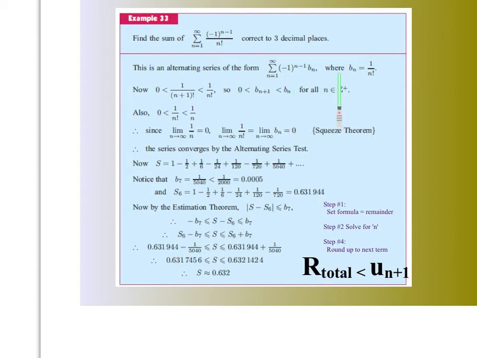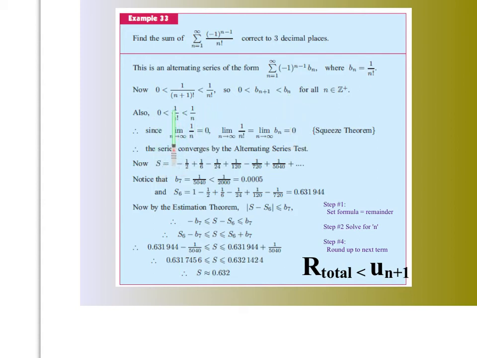Over n factorial. So b of n, or our u of n, which we've talked about before, is 1 over n factorial. Now we do have to prove, technically, that this limit goes to 0. However, it's pretty clear that infinity factorial is going to be a very large number, so 1 over that would be 0. But we use this idea that 1 over n plus 1 factorial would be less than 1 over n factorial. So our next term would be less than our previous term. So step 1 is a check there.